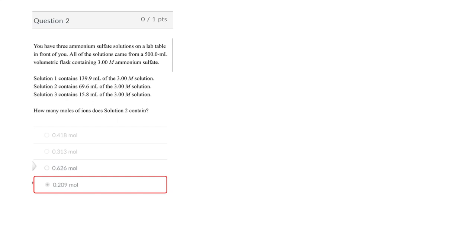All right, here's a question. You have three solutions, but they say how many moles of ions does solution number 2 contain? So I don't care about this one or this one, just number 2. So this is ammonium sulfate. So ammonium sulfate looks like this.